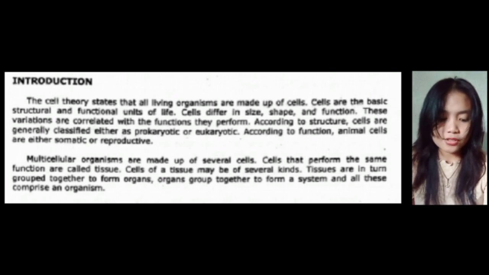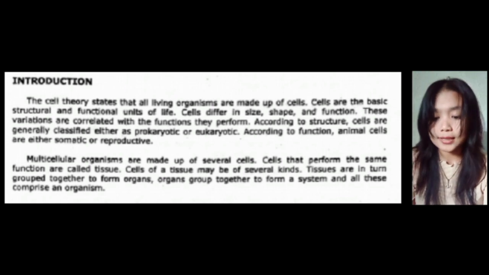Multicellular organisms are made up of several cells. Cells that perform the same functions are called tissue. Cells of a tissue may be of several kinds. Tissues are in turn grouped together to form organs. Organs group together to form a system, and all these comprise an organism.